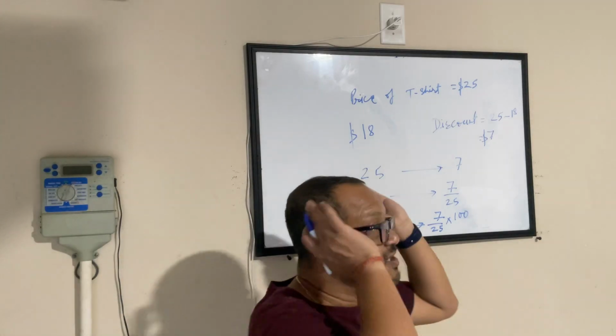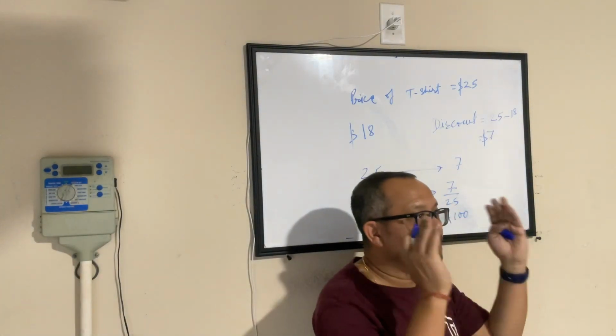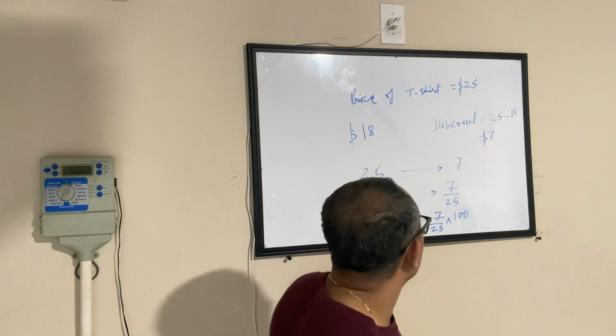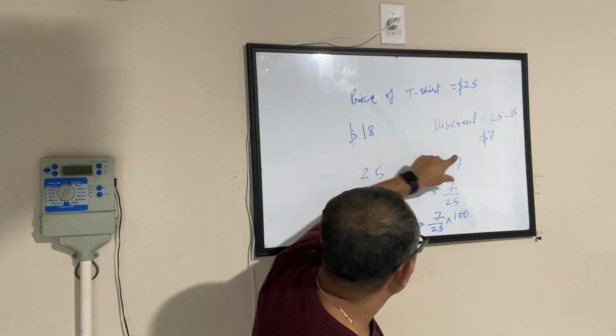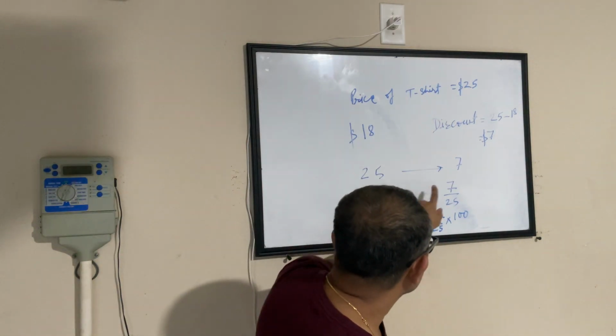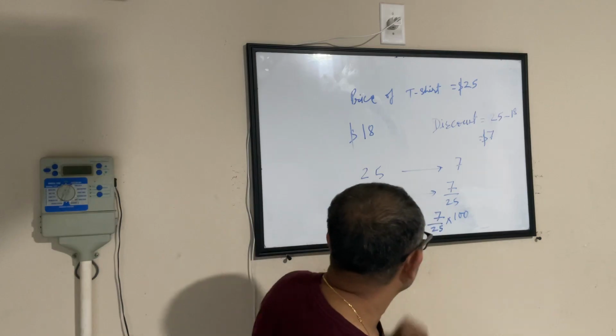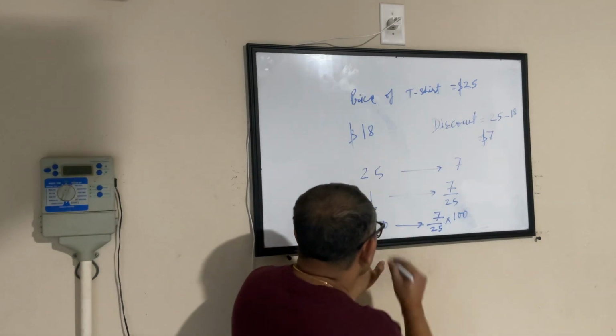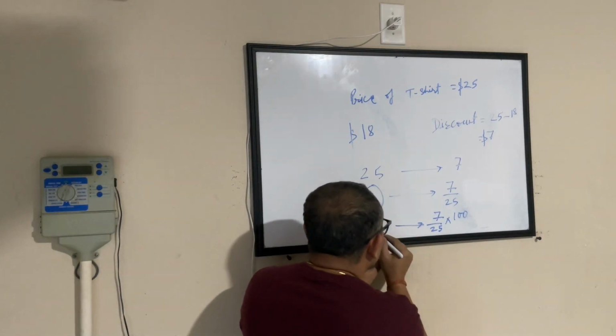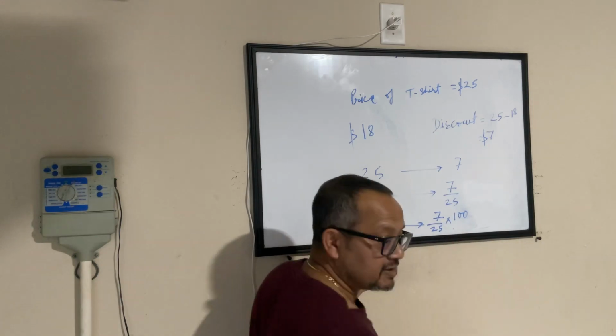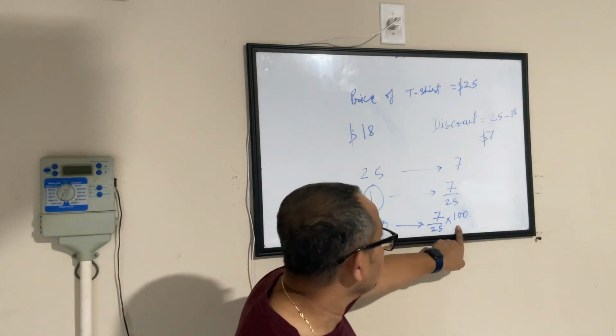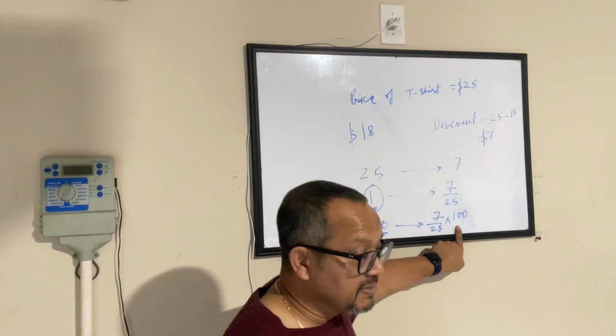Percent, as soon as you hear the term percent, that is for per 100 I'm getting how much? For 25 I'm getting 7. For 1, I will get 7 by 25. Now for 100, how much will I get? Whatever I'm getting for $1 times 100 is what I will get for 100. This is what I got. Now everybody got the right answer.